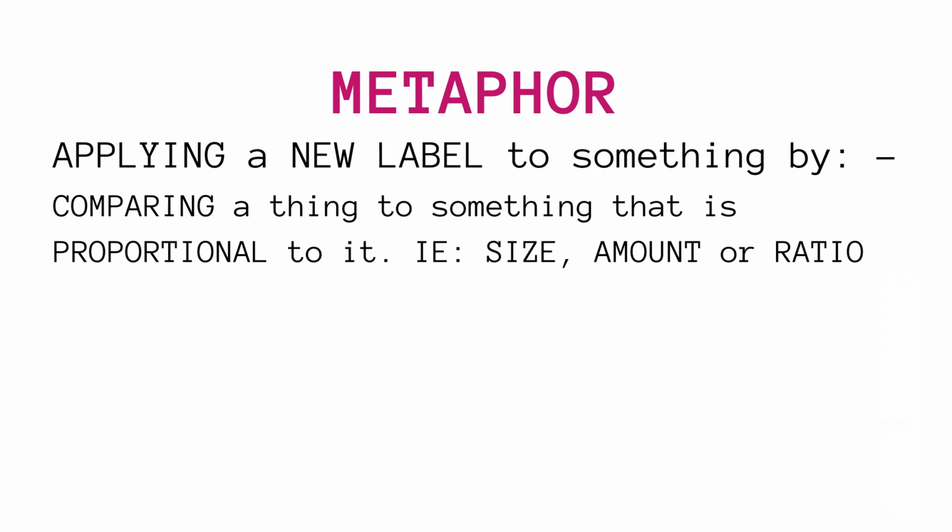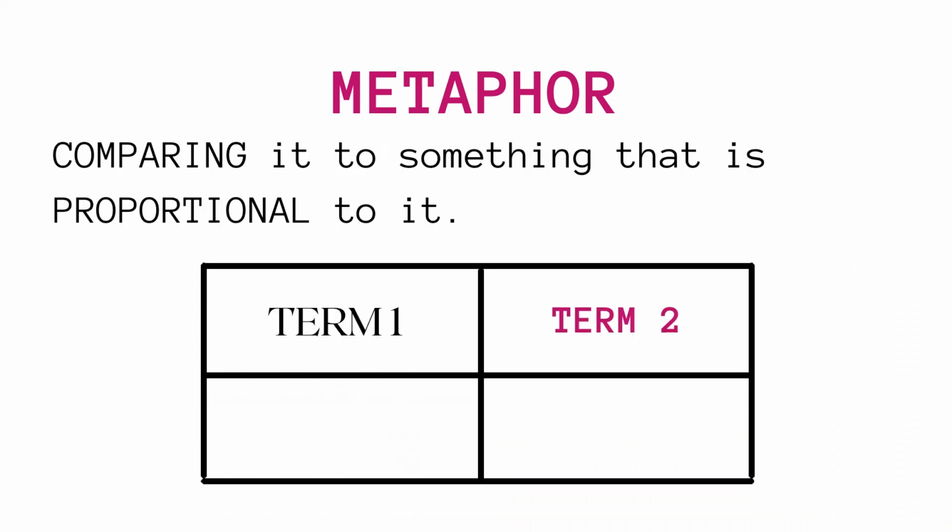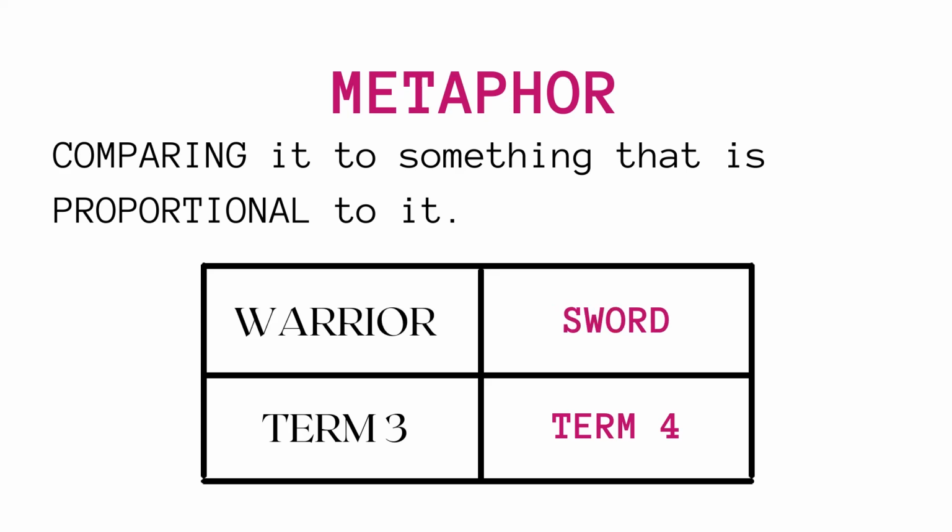So when you make a comparison using proportion, it's when the second term is to the first as the fourth is to the third. And then you use the fourth for the second, or the second for the fourth. We might also give benefit of the doubt if the terms we are comparing are of a similar type. So for example, the sword is to the warrior as the pen is to the writer.